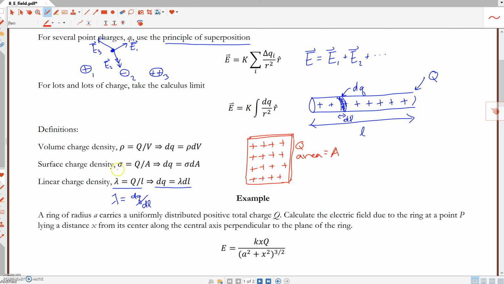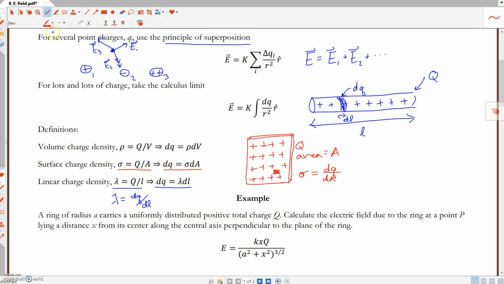Then I can define the surface charge density as the total charge divided by the total area, or I can say that sigma is equal to a little bit of charge over a little piece of the area dA, where a little piece of the area might be this little piece right here. It might be a dx times a dy, for example. So then I have dq, if I want to solve for dq, that's simply equal to sigma dA.